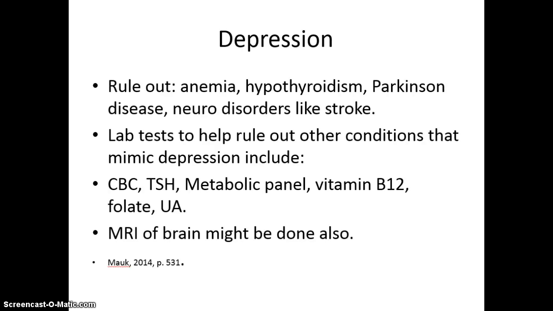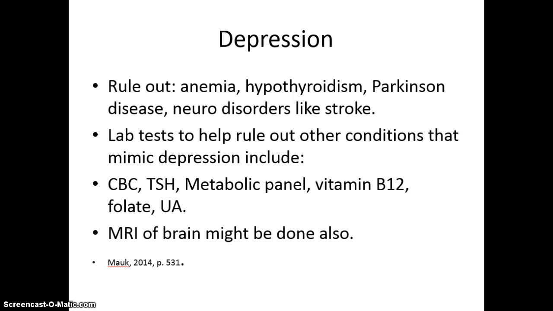With depression, we want to rule out things like hypothyroidism, so getting your laboratory values, your T4, T3, TSH for checking the thyroid. Neurological disorders like a stroke need to also be looked at because those little TIAs or mini strokes can show up and appear like it's a depression for the older adult. Again, we're going to look at metabolic panel, your B12, folate, and get a UA.